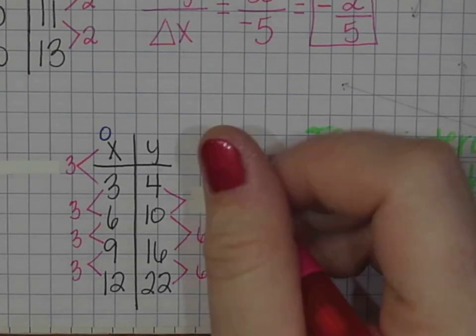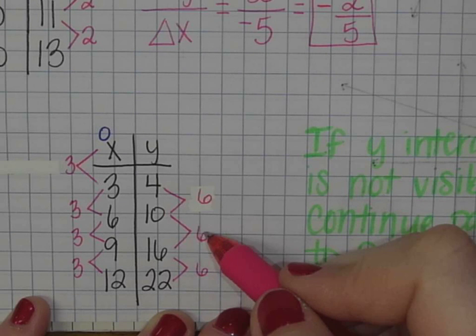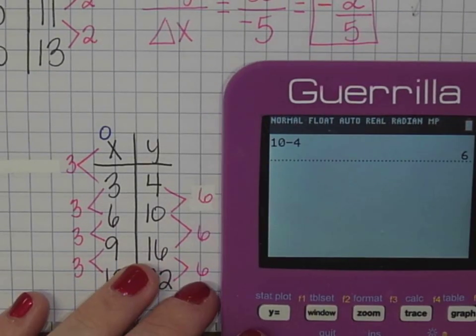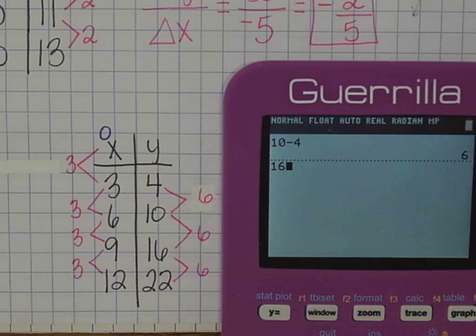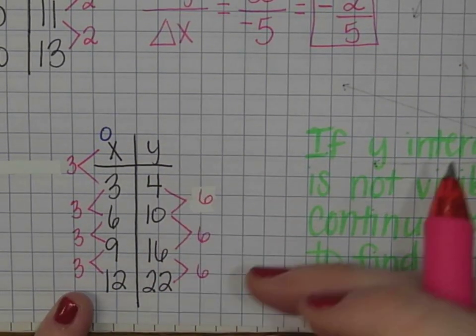Of course, you can borrow my whiteout, just ask me. So it was 6, and then 6, and then 6. That's why it's sometimes better to just do it in a calculator. 16 minus 10 is 6. 22 minus 16 is also 6. So all of those are changing by 6.